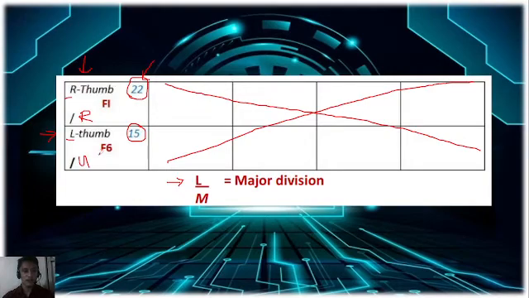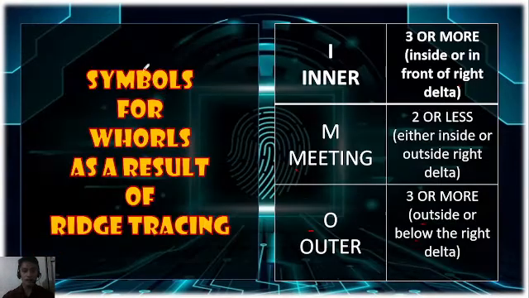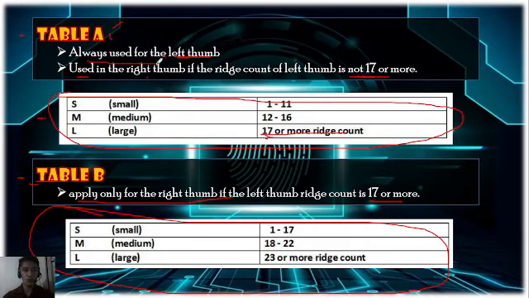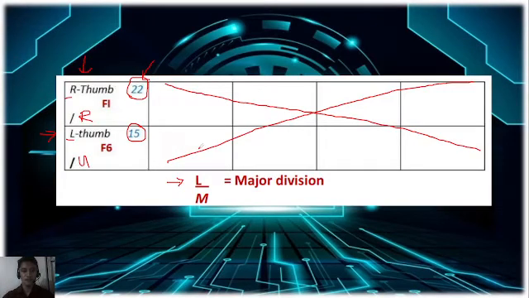Okay, so yung left thumb natin, that is 15 ridge count. Tignan natin, ano ang table na gagamitin? Table A. Sabi natin, always use Table A for the left thumb. So 15, saan dito nabibilang si 15? Nandito po siya sa medium size, or medium. Kaya M po yung nilagay natin. So tumama siya.